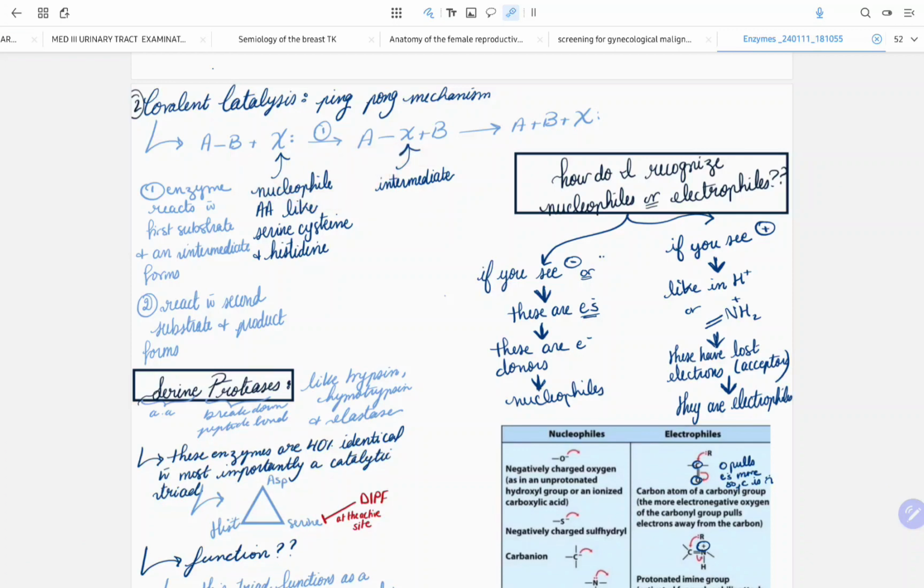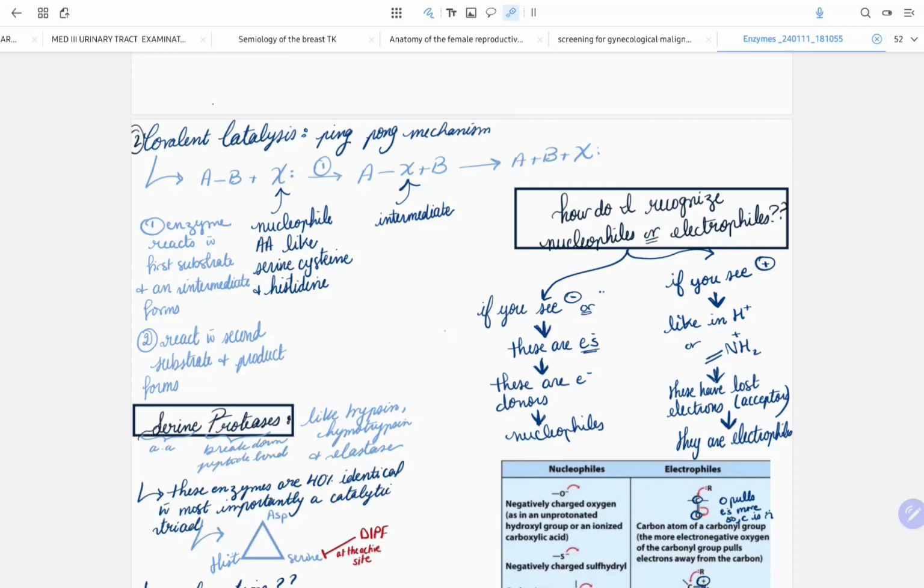Actually, this bond is necessary because it becomes stabilized. To make it easier, you can think about the amino acid holding the hand of this substrate throughout the crowd and leading the way. You can think of it like that, okay?